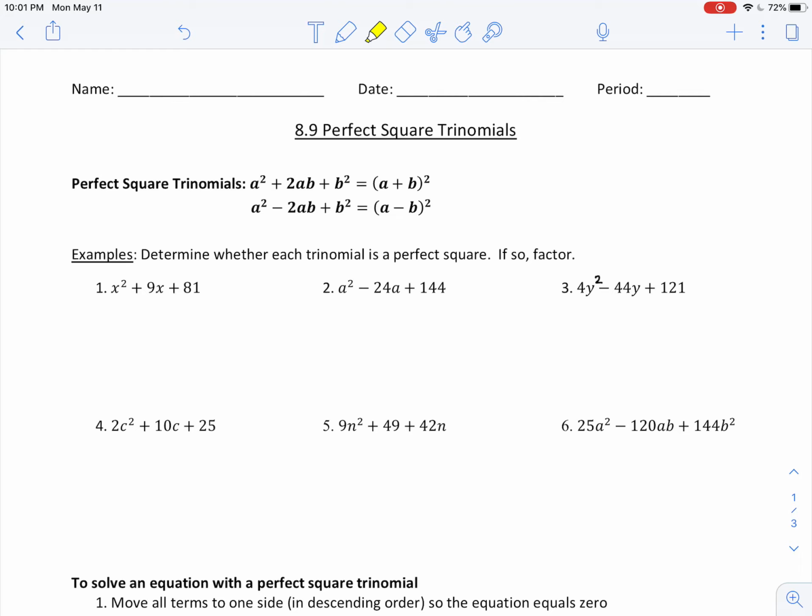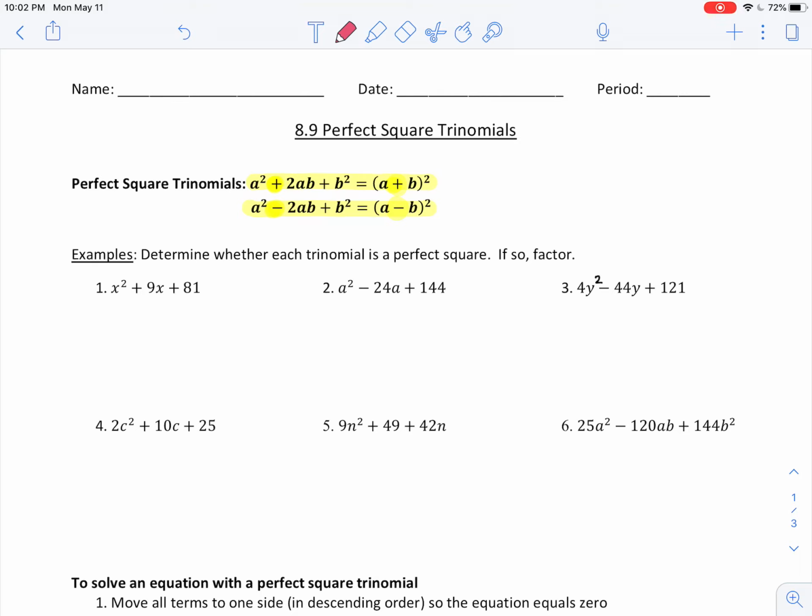Hello, today we are looking at the last section of Chapter 8. Today we are factoring perfect square trinomials. A perfect square trinomial has a sort of formula that it factors into. There are two different cases here, although the only difference between these two cases is the sign attached to the middle term in the question and also attached to the middle term in the answer.